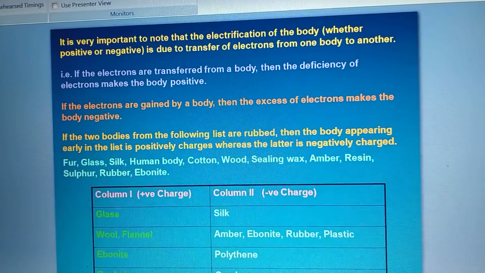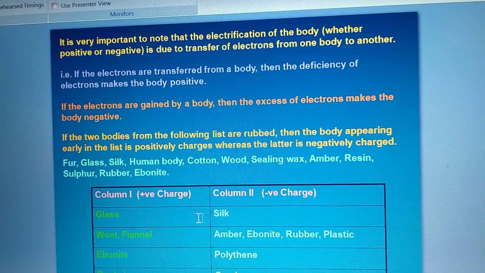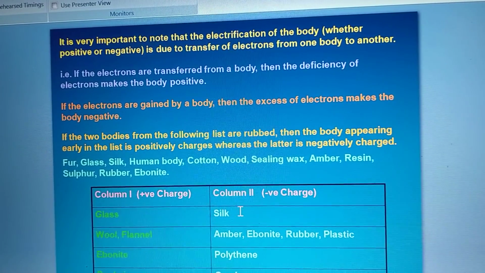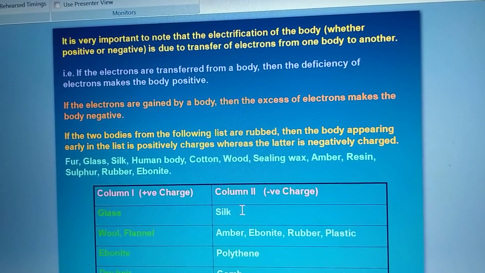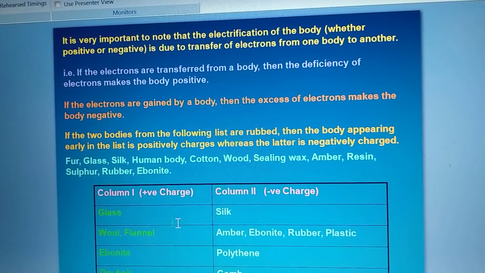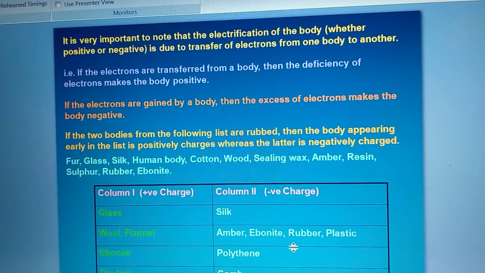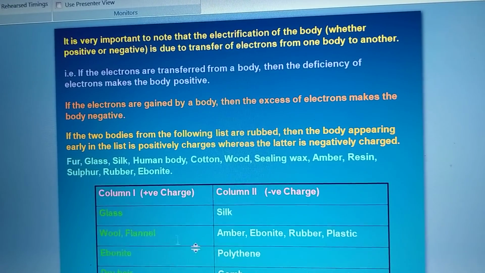You can see in this table that when a glass rod is rubbed with silk, then the glass rod will get positive charge and the silk will get negative charge. Similarly, when wool or flannel is rubbed with amber, ebonite, rubber, plastic, etc., then the wool and flannel will get positive charge and these materials will get negative charge. Similarly, when an ebonite rod is rubbed with polythene, then the ebonite rod will get positive charge and polythene will get negative charge. Dry hair and comb.